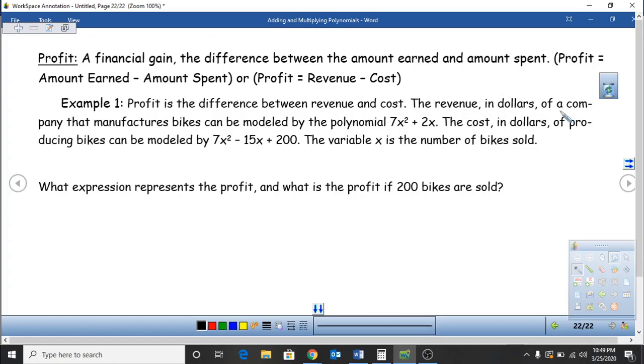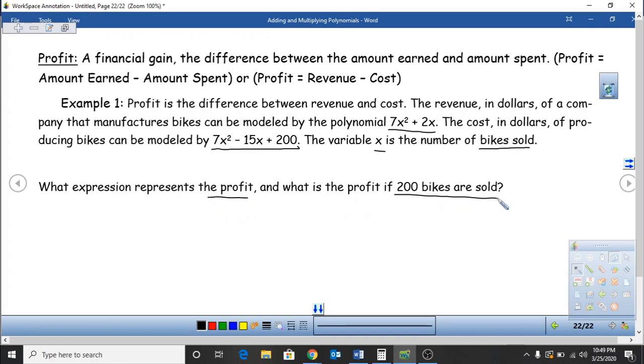So profit is the difference between revenue and cost. So this is just what it means, revenue minus cost. The revenue in dollars of a company that manufactures bikes can be modeled by the polynomial 7x squared plus 2x. The cost in dollars of producing bikes, so in other words, to make the bikes, can be modeled by 7x squared minus 15x plus 200. And the variable x is just the number of bikes sold. So what expression represents the profit?